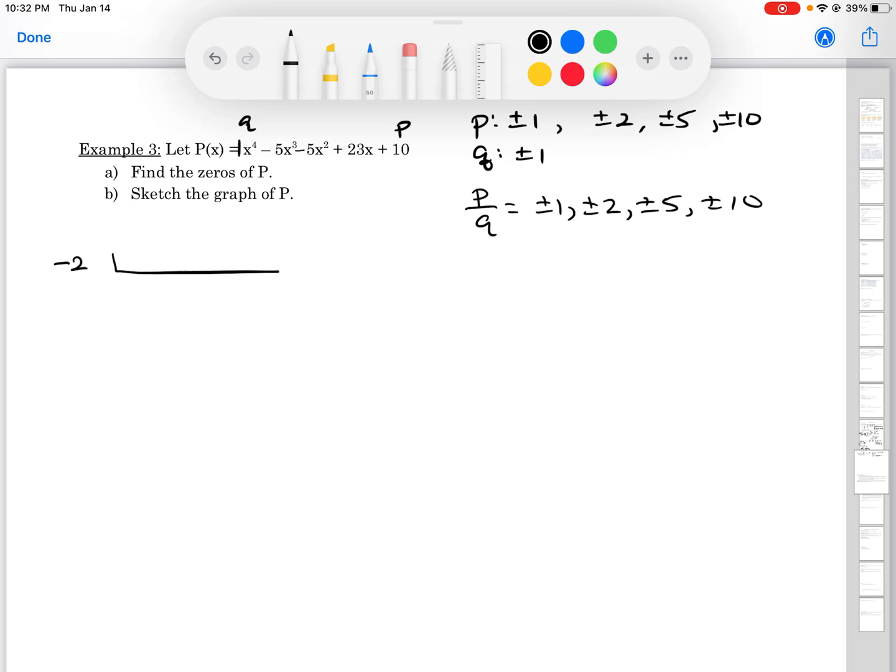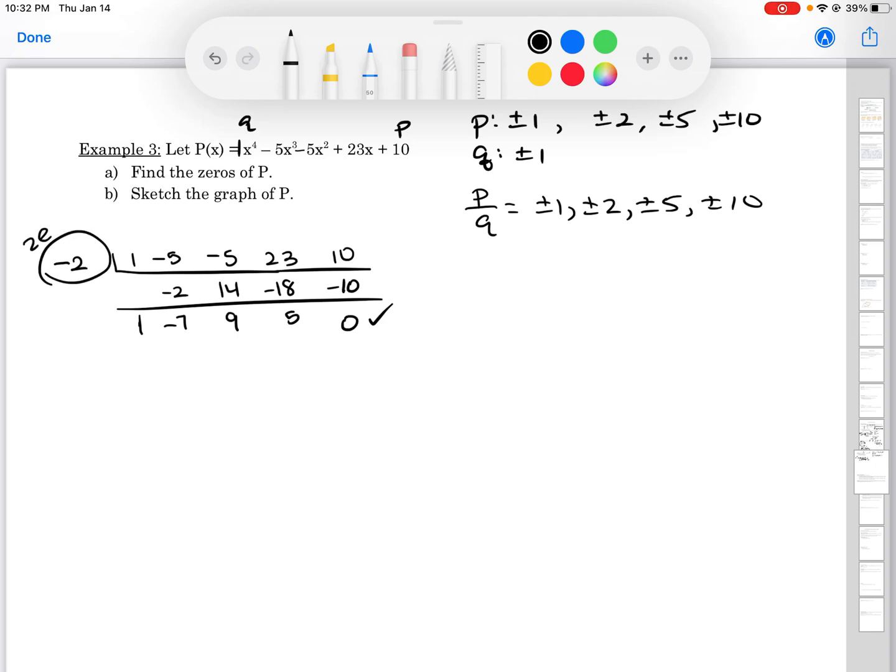So negative 2, we've got, let's see, that's a 1, a negative 5, another negative 5, a 23, and a 10. Okay, so we get 1, negative 2, negative 7, 14, 9, negative 18, 5, negative 10, and sure enough, there's my 0. So it's getting me started at least. That x minus 2 is a 0 for my graph.